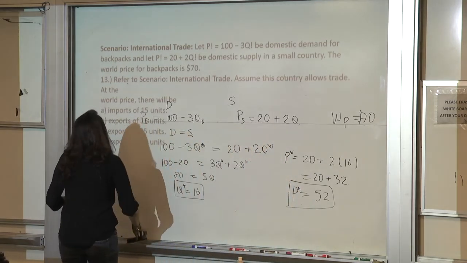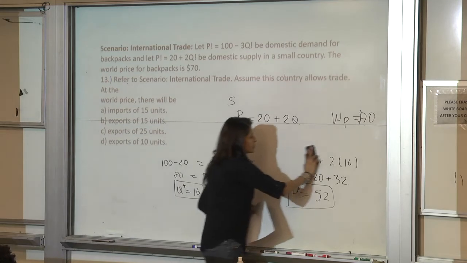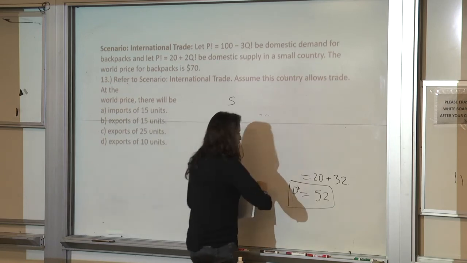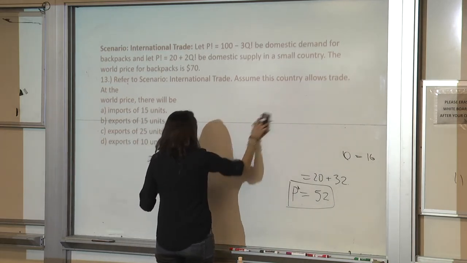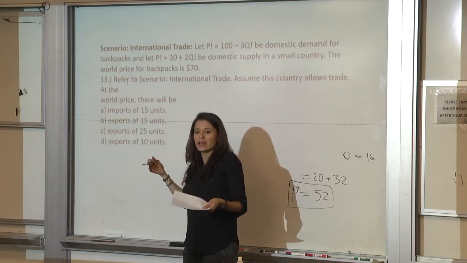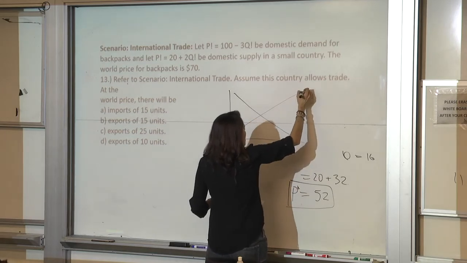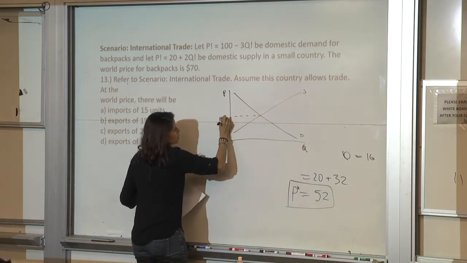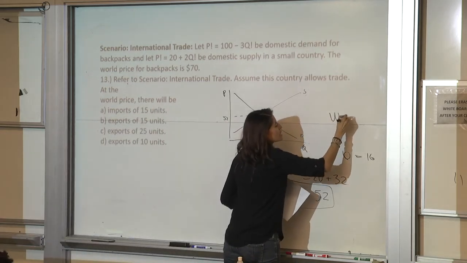Now, question 13. What can I save from this? Okay. So, we said that quantities are 16, right? Okay. So, usually for these questions with trade, drawing a graph is good for you to figure out what's going on. So you have supply, demand, prices, quantities. You have your equilibrium price that is 52, and they tell you that now they allow trade, and they told you that the world price was 70.